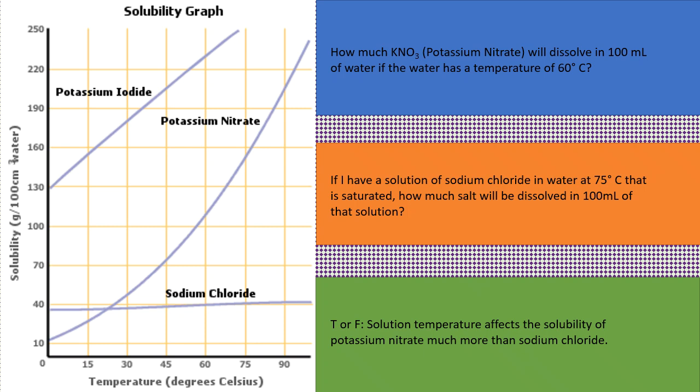So we want to read our graph by pulling out that information from the clues in the question. We can see that we're looking at 60 degrees Celsius, and we notice we're talking about 100 milliliters of water. Sometimes in these questions you can see that 100 milliliters change, and you may have to do some extra math, but since all of our graphs are read in 100 milliliters, I'm just going to leave it the same. So how much KNO3 will dissolve in 100 milliliters of water? You will go to the 60 degree mark, and you will find the potassium nitrate line at 60 degrees.